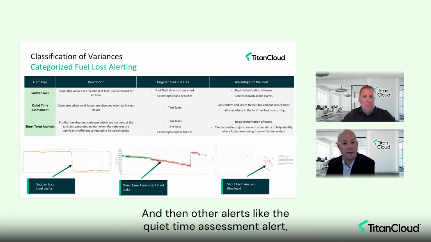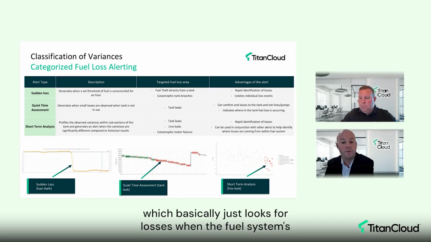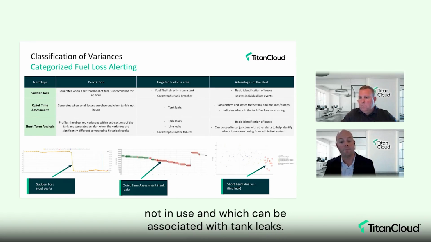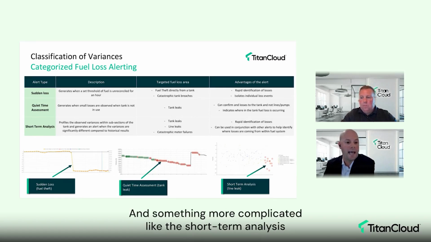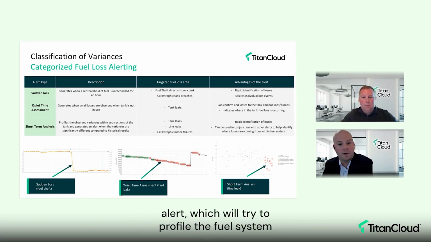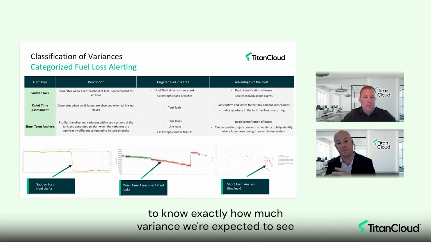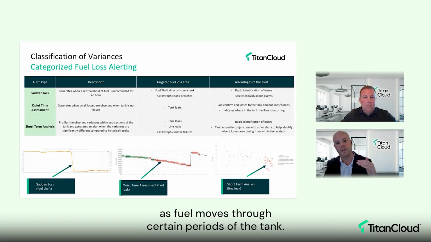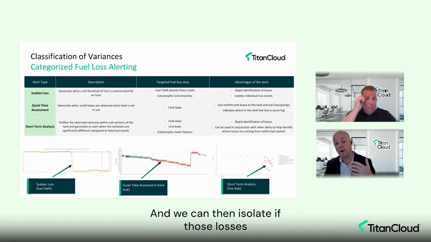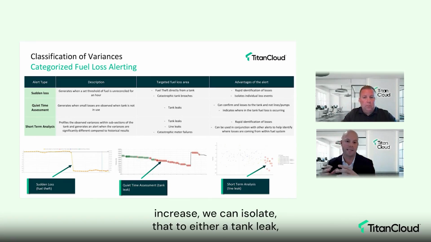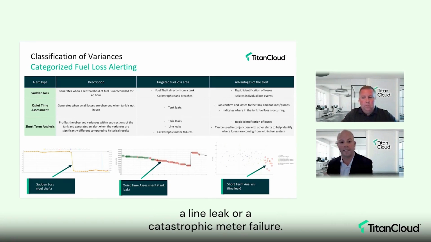And then other alerts like the quiet time assessment alert, which basically just looks for losses when the fuel system's not in use, and which can be associated with tank leaks, and something more complicated like the short-term analysis alert, which will try to profile the fuel system to know exactly how much variance we're expected to see as fuel moves through certain periods of the tank. And we can then isolate if those losses increase, we can isolate that to either a tank leak, a line leak, or a catastrophic meter failure.